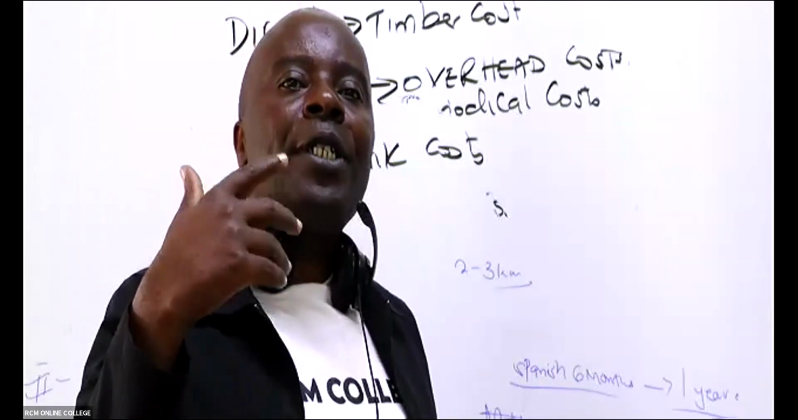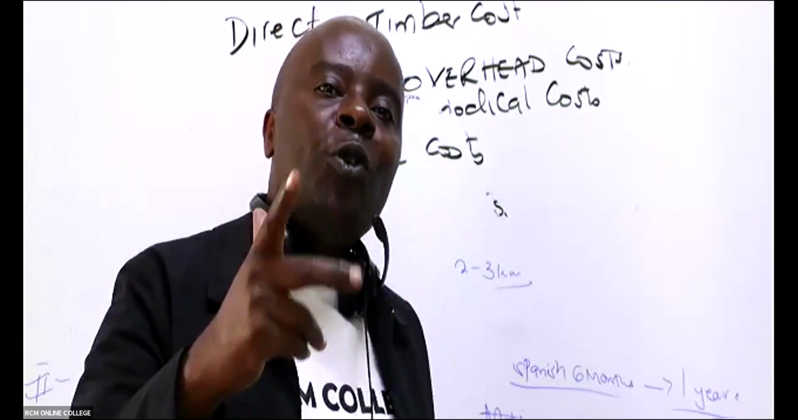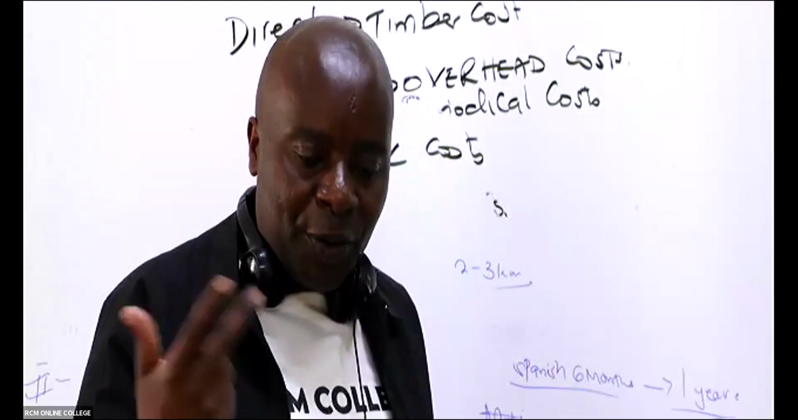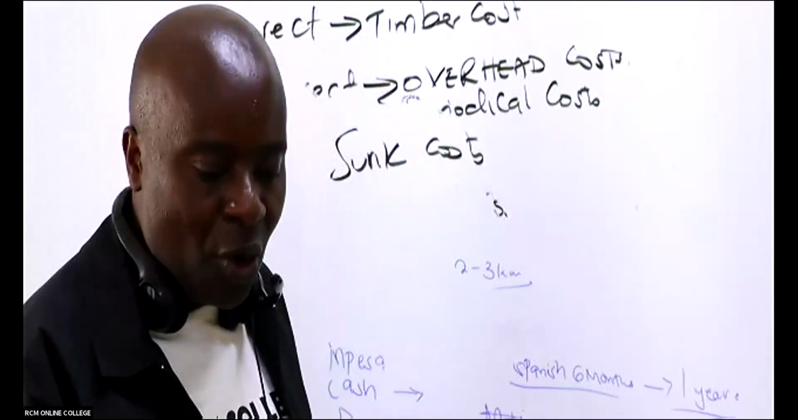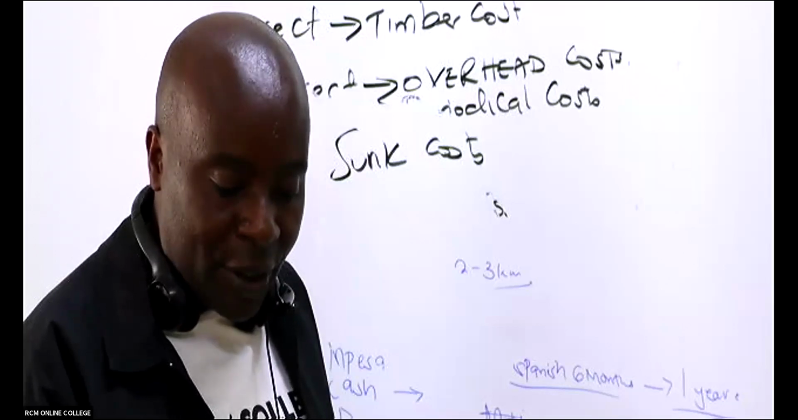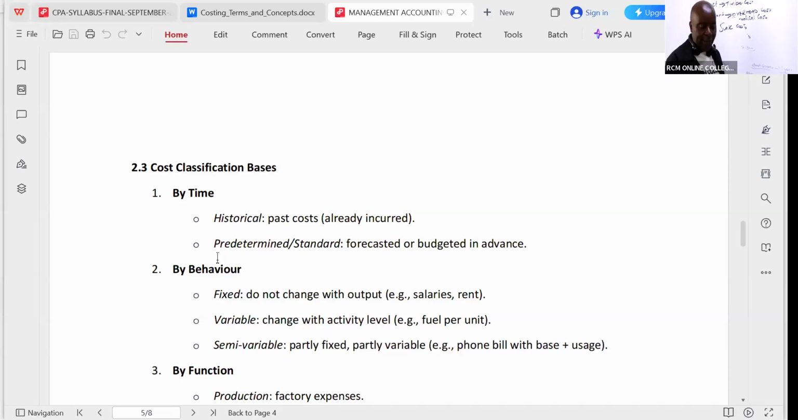Whenever we are thinking about decision making, we talk about futuristic costs. In this case, futuristic, budgeted or predetermined costs have not yet been incurred. Then by time we have predetermined or standard costs. These are forecasted or budgeted in advance, but they have not yet been incurred. We always call them futuristic costs.